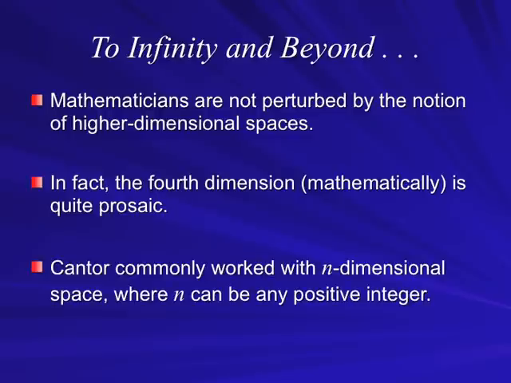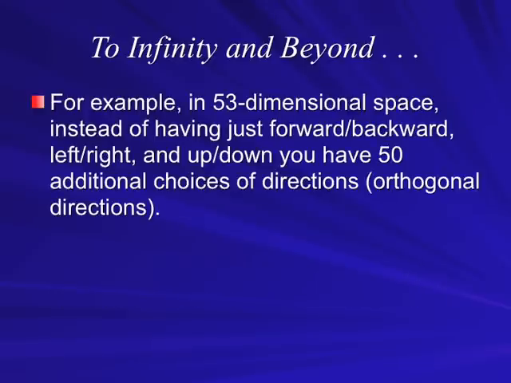Mathematicians are not perturbed by the notion of higher dimensional spaces. In fact, the 4th dimension, mathematically speaking, is quite prosaic. Cantor commonly worked with n-dimensional space, where n can be any positive integer. For example, in 53-dimensional space, instead of having just forward, backward, left, right, and up, down, you have 50 additional choices of directions. Talk about freedom!